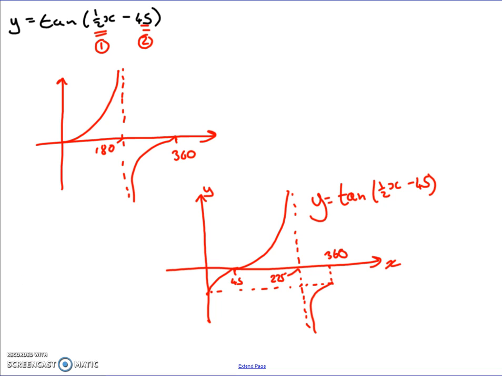We have to remember all these transformations and transfers of the graph and how we're able to do them. This is what you need to be able to do for this sort of stuff.